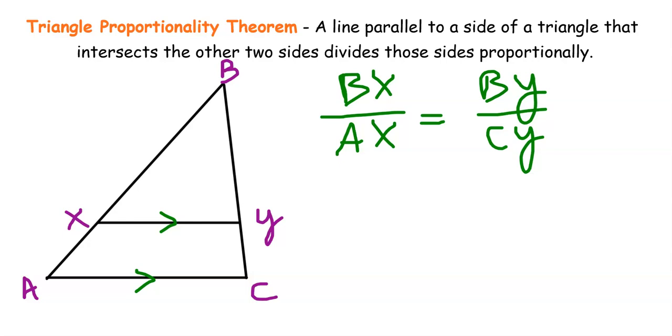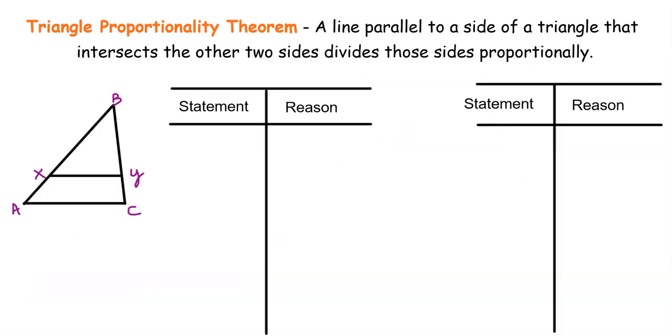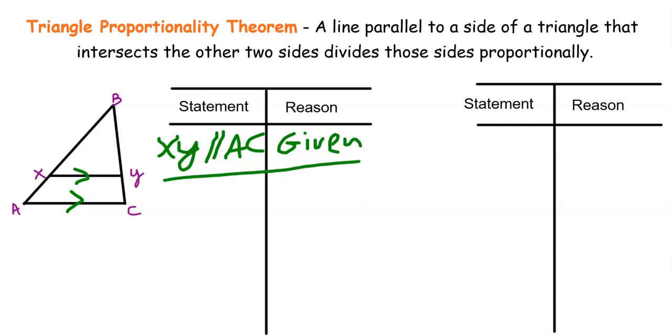So, as you might have guessed, the proof of the triangle proportionality theorem is going to rely on similar triangles as well as the properties of ratios and proportions. So in order to do that, let's go ahead and shrink that down here. We're going to start with the only thing that we need to be given here, which is that XY is parallel to AC.